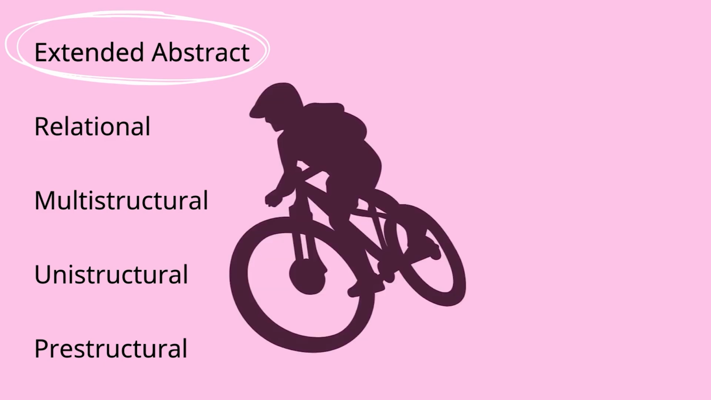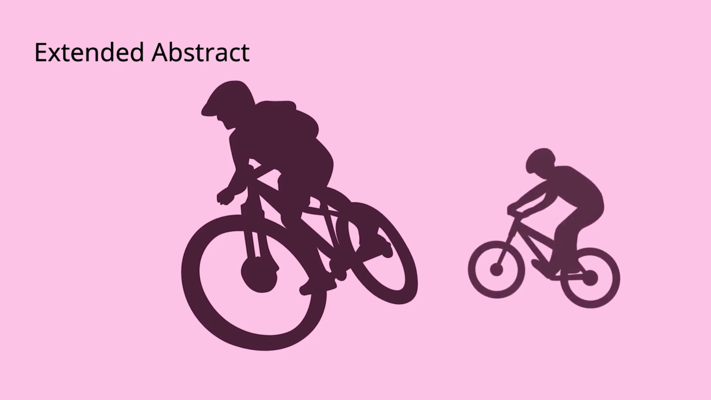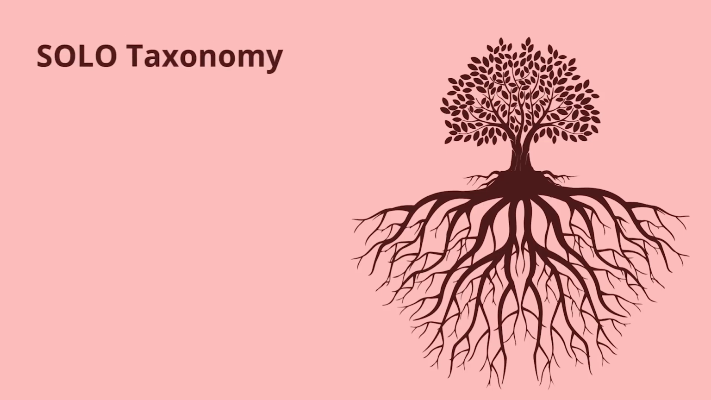At the extended abstract level, they take their understanding and apply it in new and abstract ways. They might learn to ride a mountain bike on rough terrain or switch to a motorcycle. Or they might teach someone else how to ride. They are generalizing and adapting their understanding to new and different situations. That's the power of SOLO.